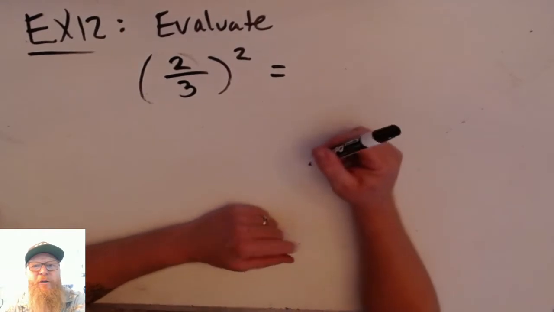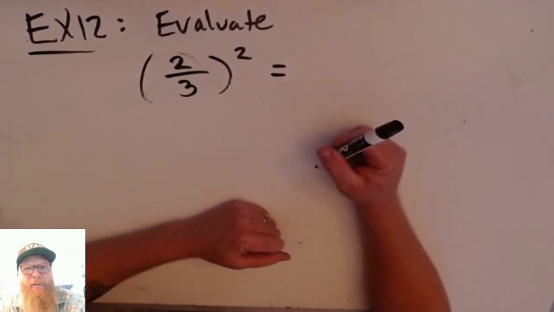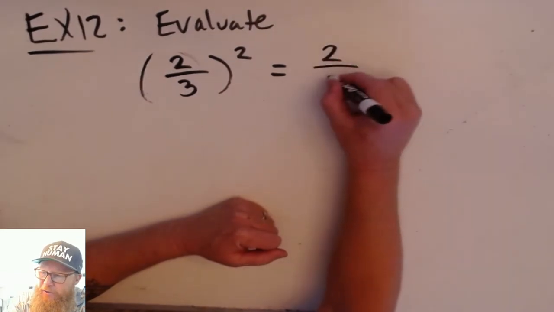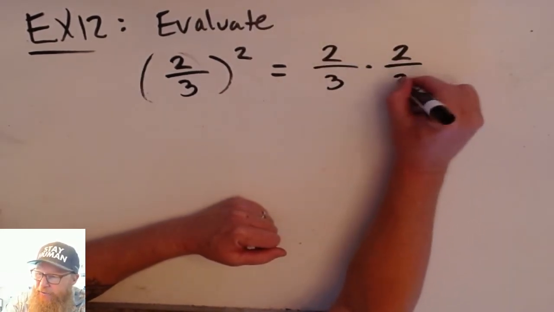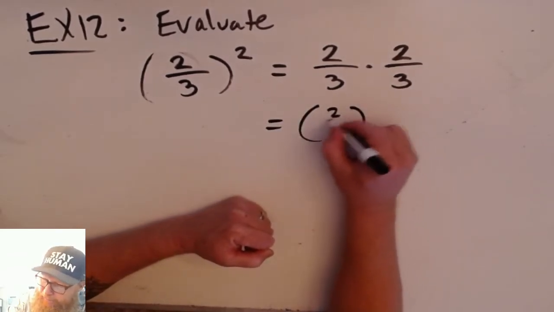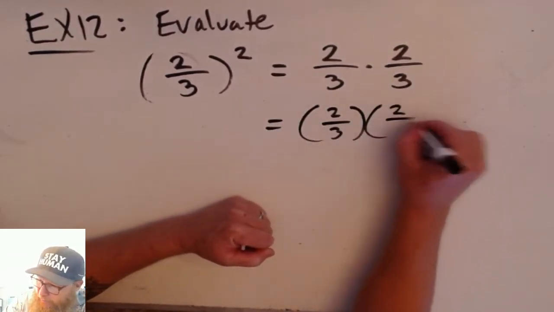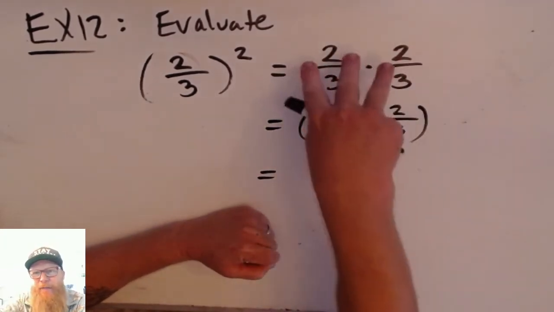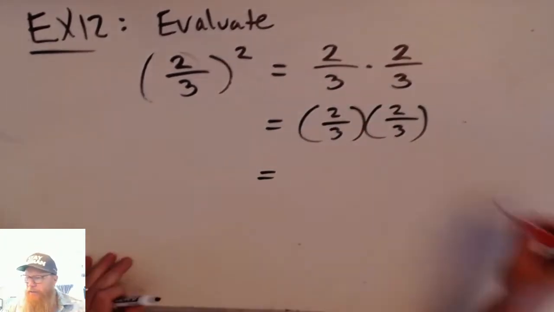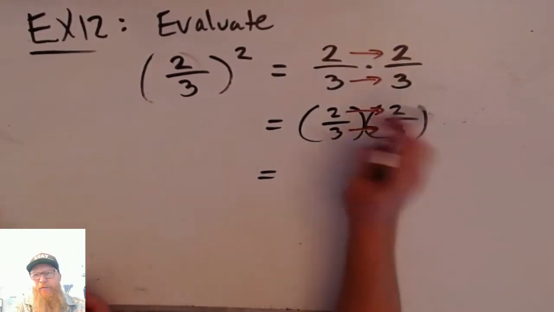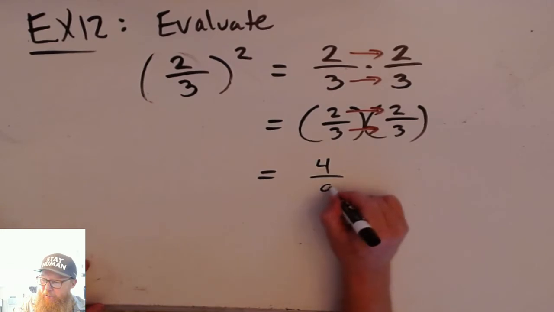So 2/3 squared. 2/3 squared means 2/3 times 2/3. Or you can write it this way, 2/3 parentheses 2/3 around both of them. It really doesn't matter. Tomato, tomato. You're going to multiply straight across. Either way you slice it, you're going to get 4/9.